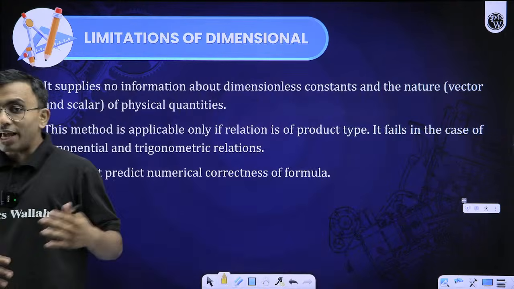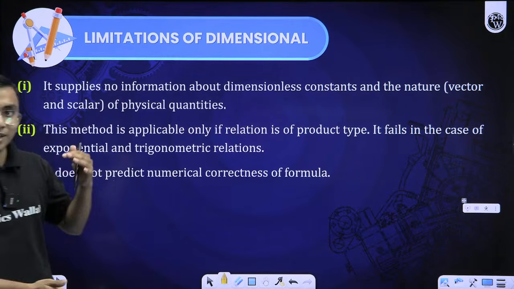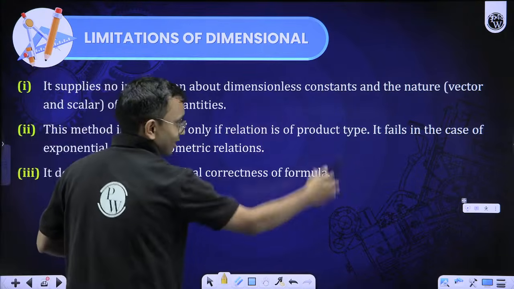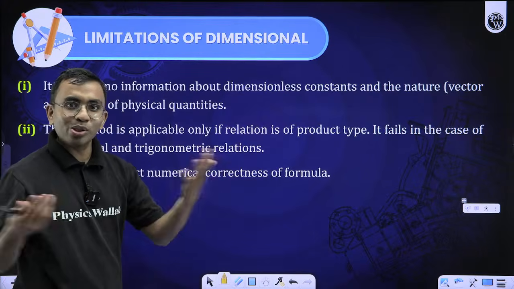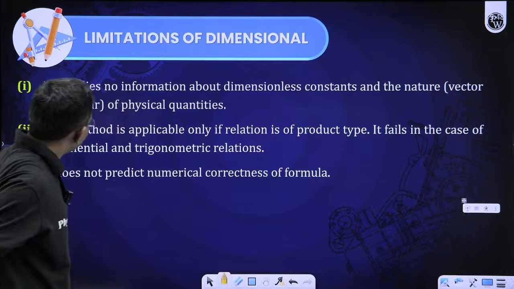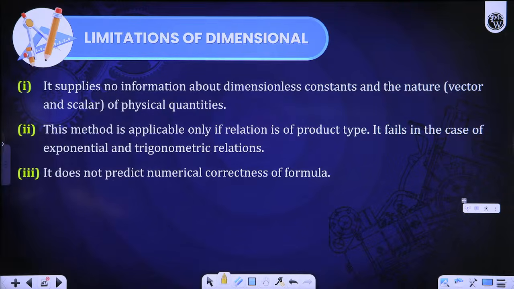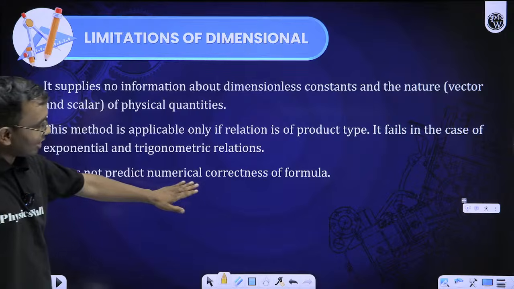Then the relation has to be of product type. What if there is a plus, or sine of something, or cos of something? All those will not be handled, isn't it? So that is also half knowledge that you are getting here. It does not predict the numerical correctness of the formula.